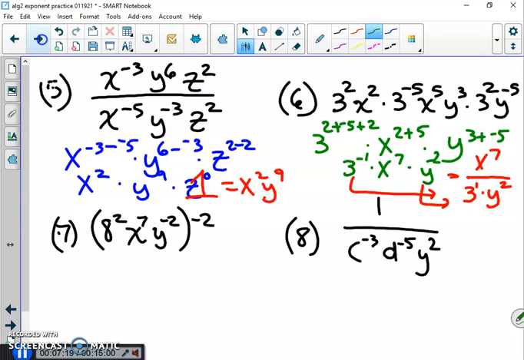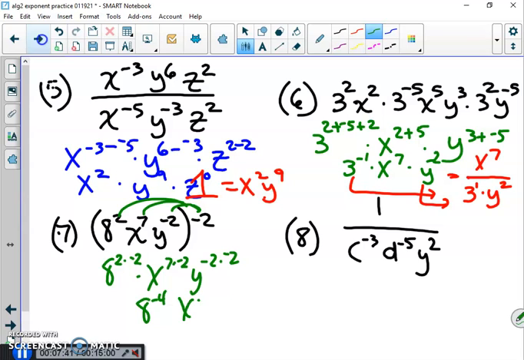In problem 7, we have parentheses, so we're going to be multiplying. So 8 to the 2 times -2, x to the 7 times -2. And y is -2 times -2. So for the 8, the exponent is -4. For the x, the exponent is -14. And for the y, the exponent is positive 4.